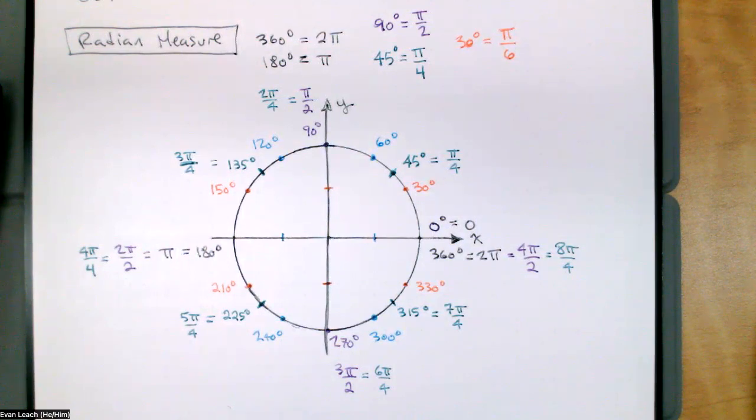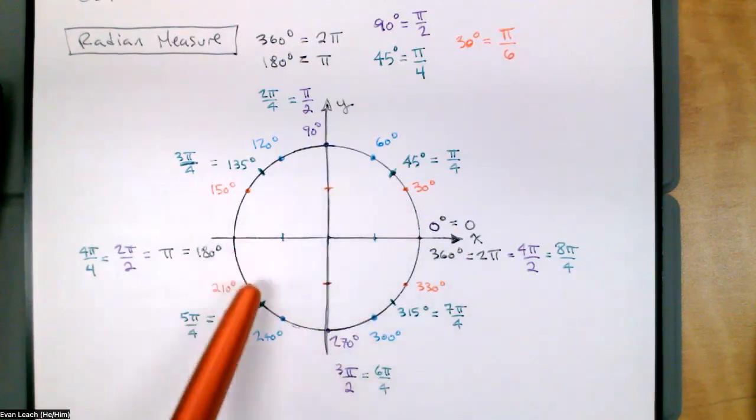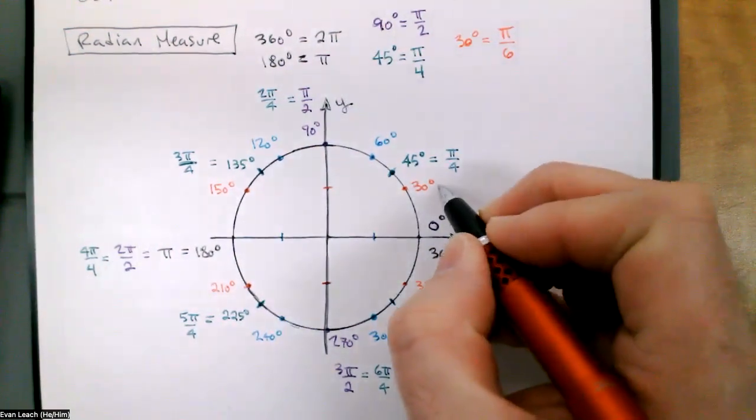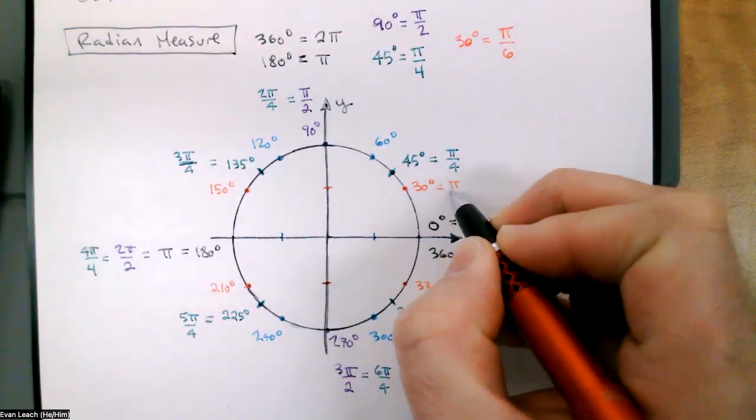A similar thing is going to happen. The 30, 150, 210, and 330, those are all the ones that are going to be left with a pi over 6. They're going to have a denominator of 6. So if I give you one of these angles and the denominator is a 6, it's got to be one of these 4: 30, 150, 210, or 330. So 30 is where we have pi over 6.